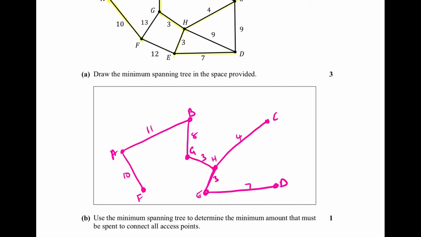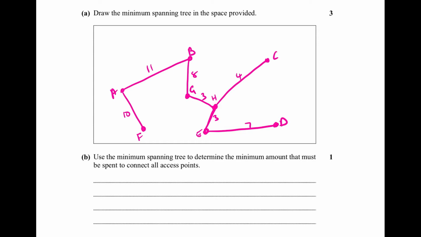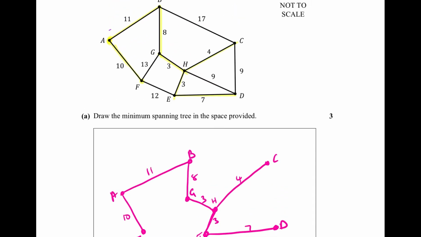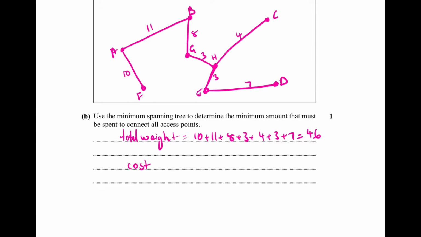Great. Then it's asking to use the spanning tree to determine the minimum amount that must be spent to connect all the access points. Well, your total weight is adding up all of those. So it's your 10 plus 11 plus 8 plus 3 plus 4 plus 3 plus 7, and you get 46. However, it's not going to cost me $46 to connect. If I go back to the question, the weights on the edges are in the thousands of dollars. So it's actually going to cost me 46 times 1,000, so $46,000 to connect. Be careful with a question like that.